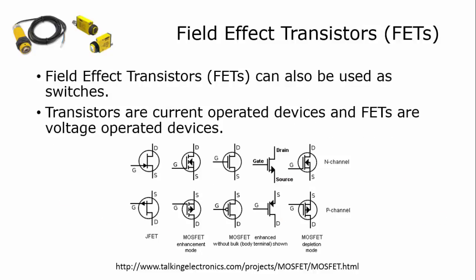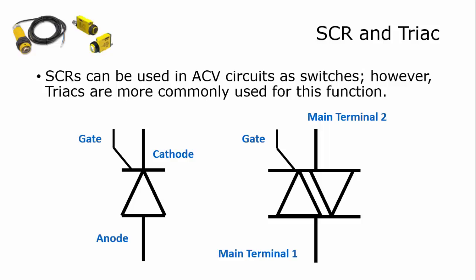As I mentioned, field effect transistors, FETs, are also switches. You don't have to know how any of these devices actually function. They're transistor type devices. I showed you some of the symbols that you might see that represent field effect transistors. And then the SCRs and the Triacs. Everything we saw before this works primarily with DC. SCRs and Triacs, however, are more common when you're in AC circuits. And again, it's a switch.